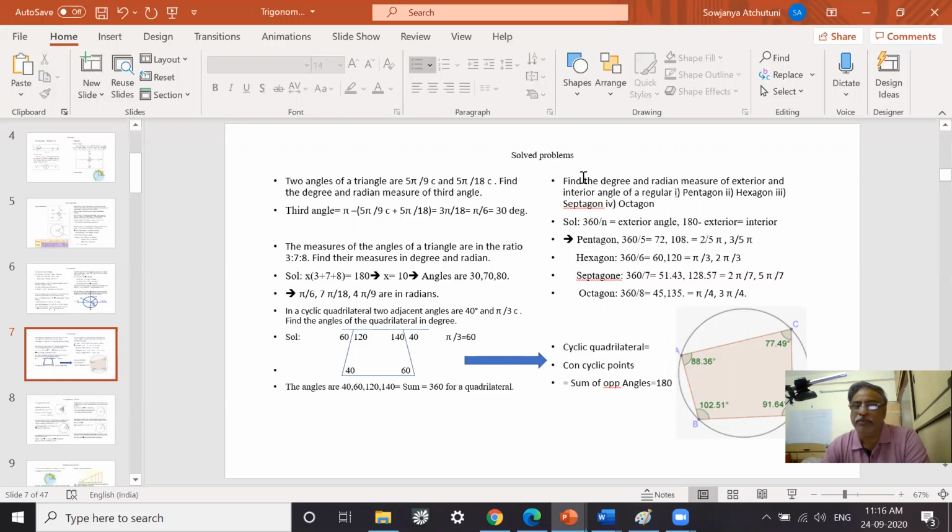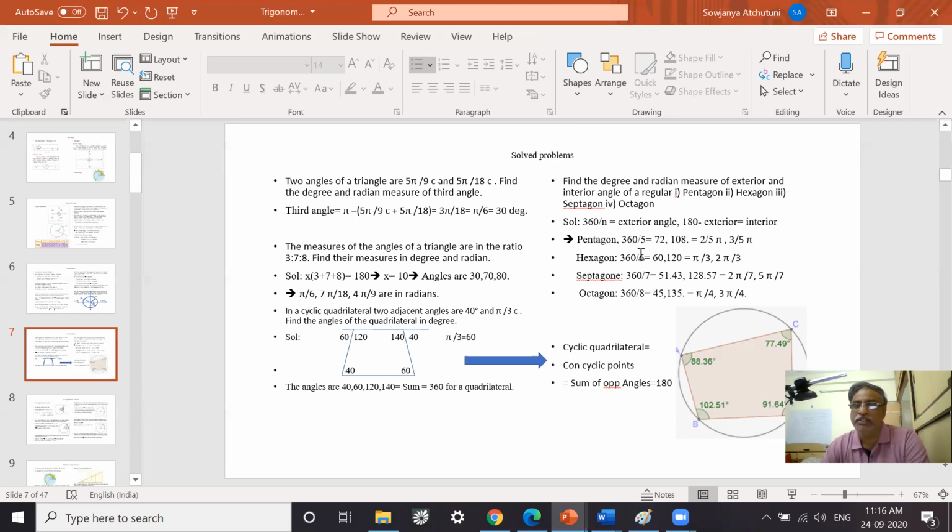Okay. Now find the degree and radian measure of the exterior and interior angles of these regular polygons. So first is the pentagon. N is 5. So 360 by 5 gives me my exterior angle. If I subtract it from 180, I get my interior angle. Interior angle means what? This angle. What is the exterior angle? If I extend this, this is the exterior angle. Or from the center, if you connect the lines from the center, this angle is the exterior angle. This is the interior angle.